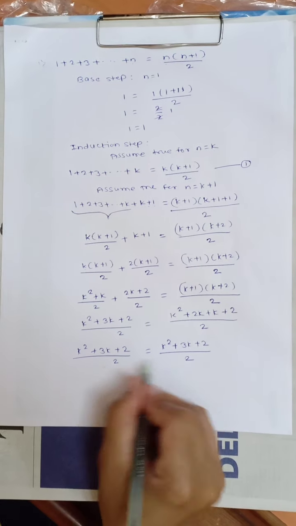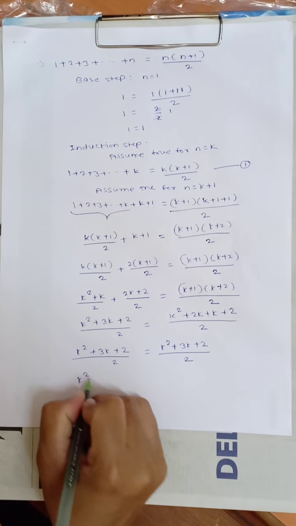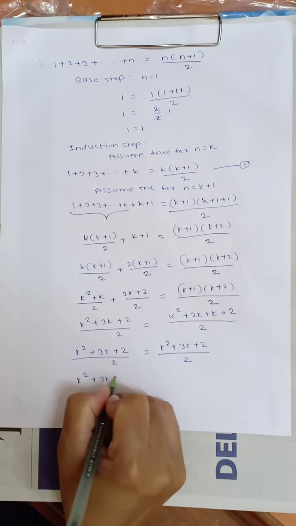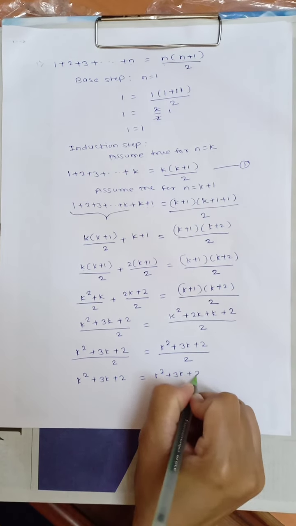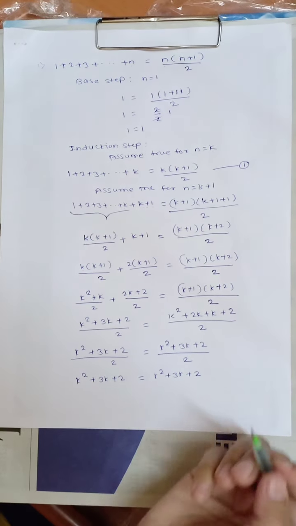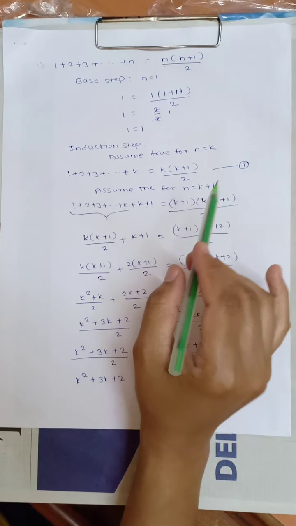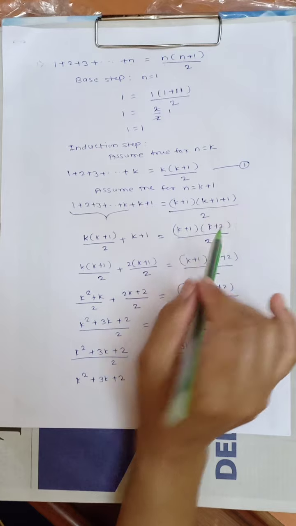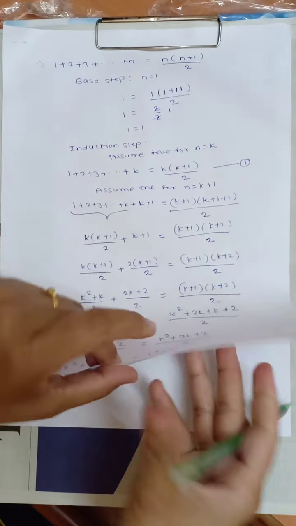As the denominator is the same for both the terms, there is no need to write it again. So our final step is k square plus 3k plus 2 is equal to k square plus 3k plus 2. So hence LHS is equal to RHS. So it is true for n equals 1, n equals k, and n equals k plus 1. Now we are going to solve another example based on mathematical induction.